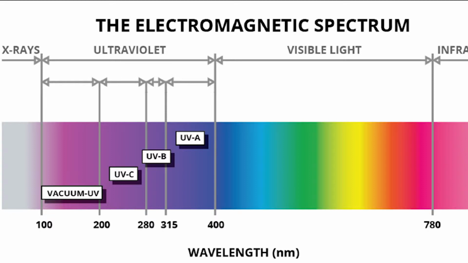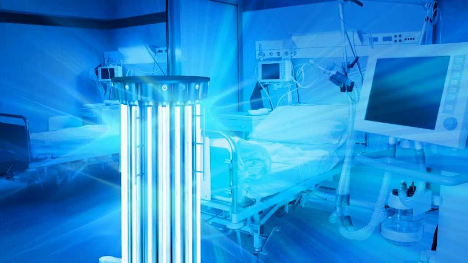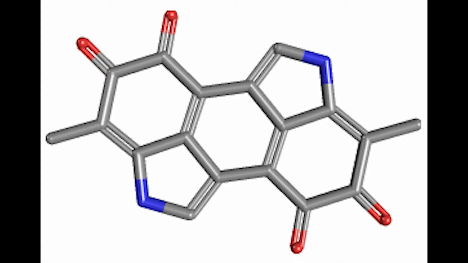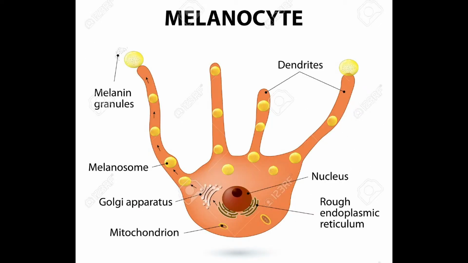UV light is broken down into three separate rays: UVA, UVB, and UVC, each with their own characteristic wavelength and frequency range. UV light has important applications in sterilizing equipment as well as vitamin D production, but can be harmful to our DNA. In response to potentially harmful UV rays, your skin cells produce a chemical called melanin that is produced in skin cells called melanocytes.